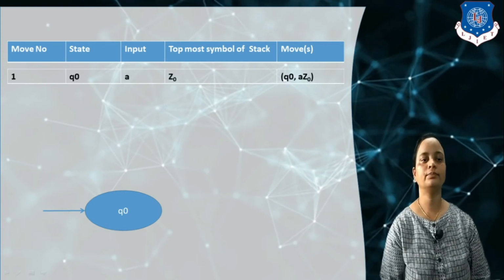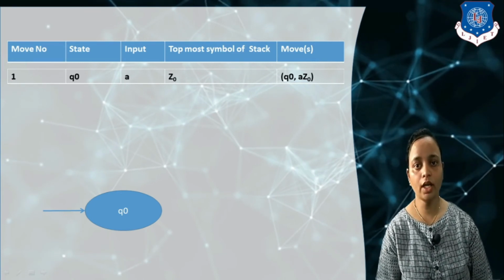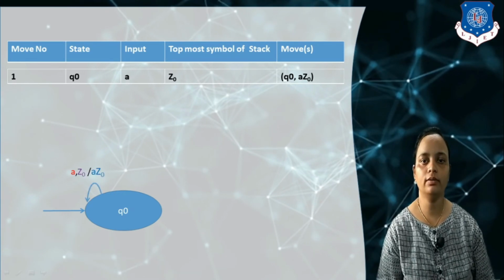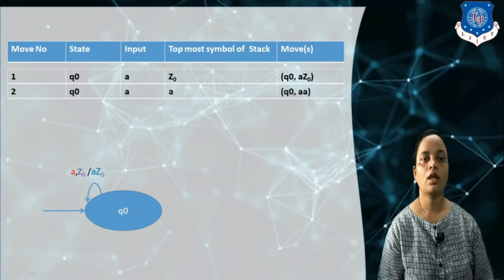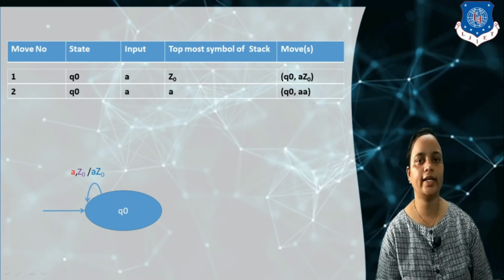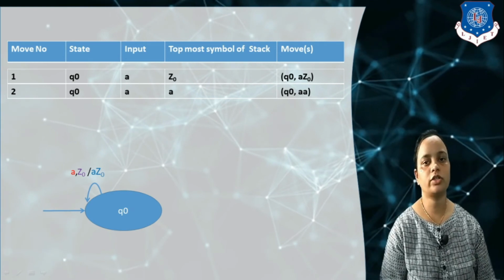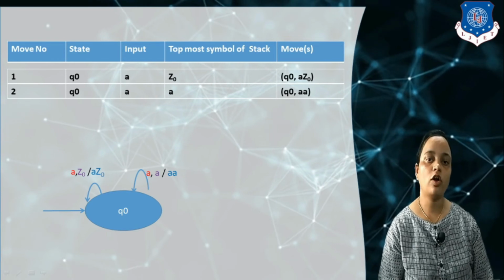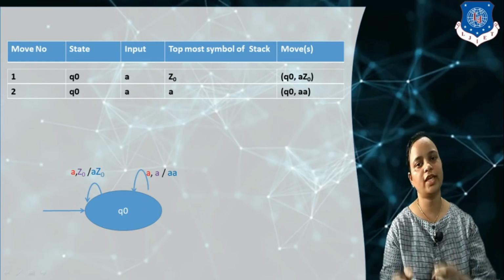If input is A and the top of the stack contains Z0, it stays at the same state q0, with A Z0. We are performing a push operation for A. Same way, if state is q0, input is A, and the top of the stack contains A, we perform a push operation and stay at the same state q0, so q0 comma double A, like this self loop. For all push operations we have used the self loop.